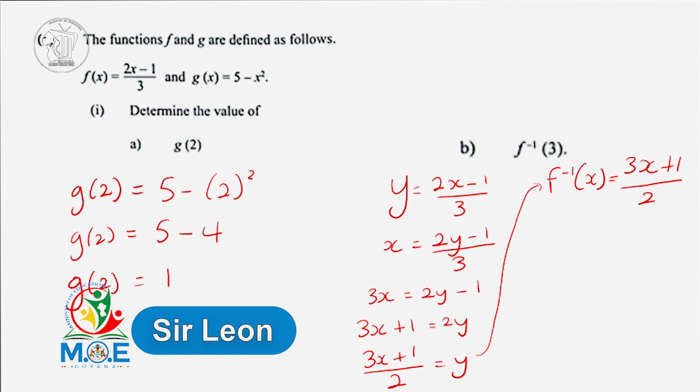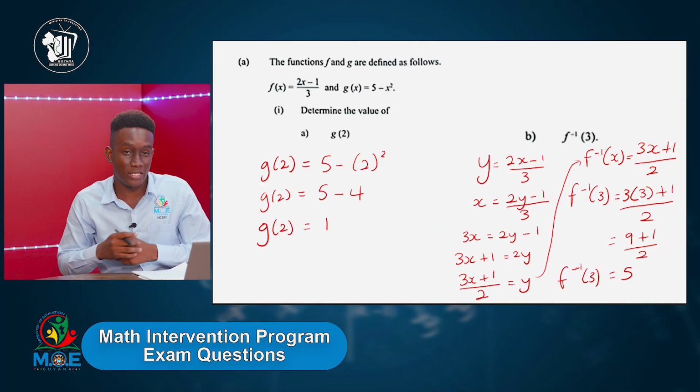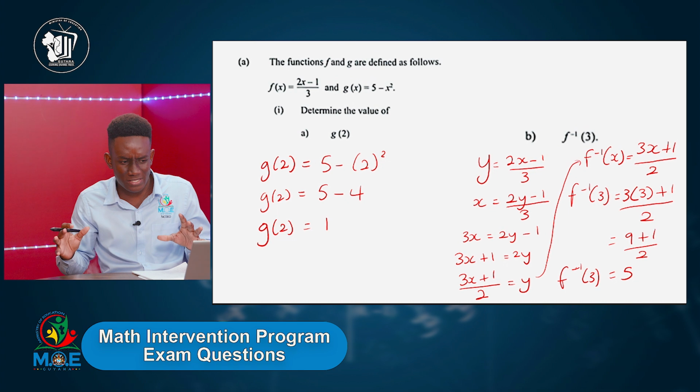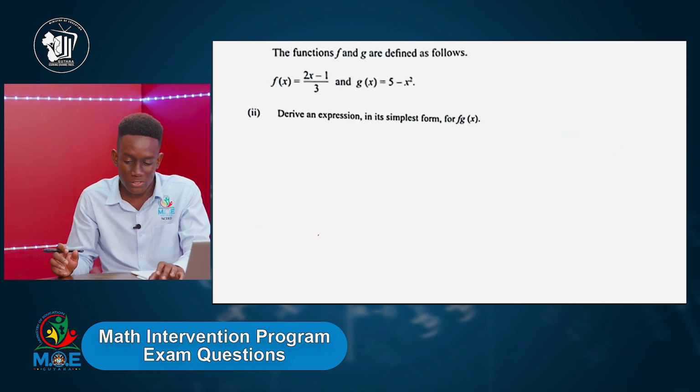And we can now find f inverse of 3. So f inverse of 3 would be 3 multiplied by x, in this case would be 3, plus 1 all divided by 2. And 3 multiplied by 3 would give me 9 plus 1 all divided by 2. So 9 plus 1 would give me 10, and 10 divided by 2 would give me 5. So f inverse of 3 would be equal to 5. And that is how we can answer these two questions. And we have all of our marks there as long as you can work these here correctly. Very simple stuff. Let's go into our next question.